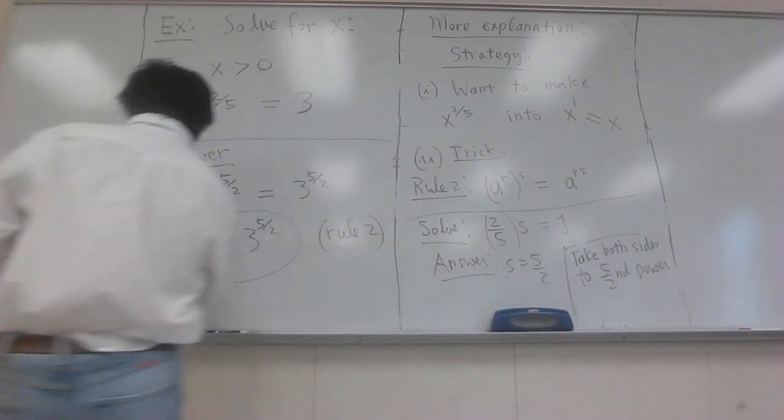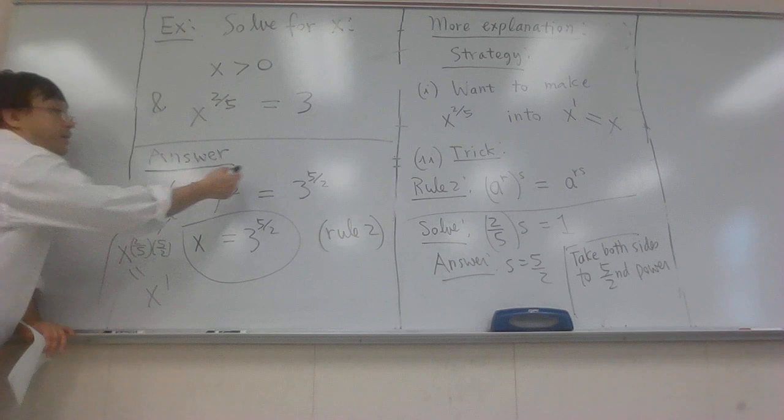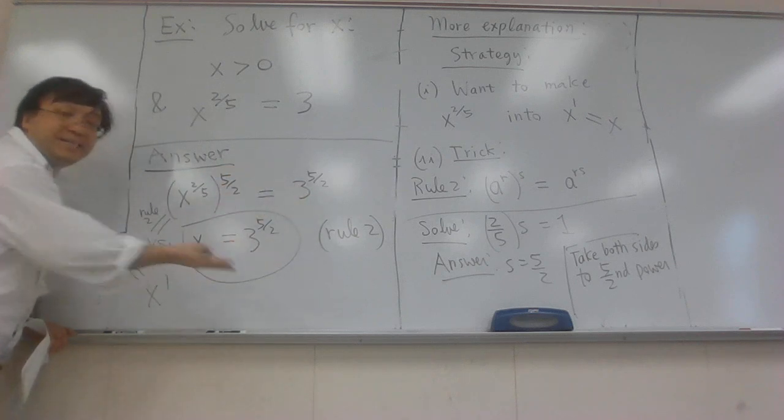So then this is just x to the power of 1, which is 3 to the power of 5 over 2. Okay, so that's how you get the answer.